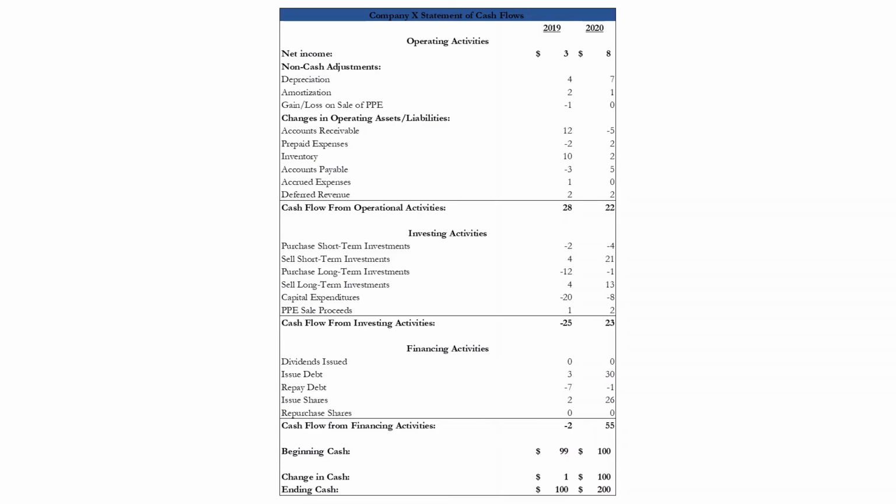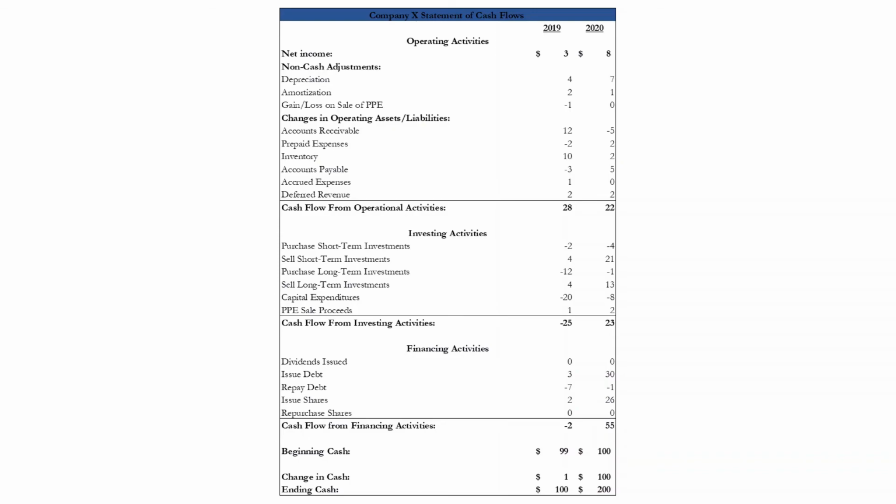And then we have our financing activities. These are things such as if I were to issue dividends, issue debt, repay debt, issue different shares, repurchase shares. This is all really just how the company's financed. We're going to add all those up, and that is going to be our cash flow from financing. And again, it's okay if they're negative. It is okay, because that just means it's an outflow rather than an inflow.